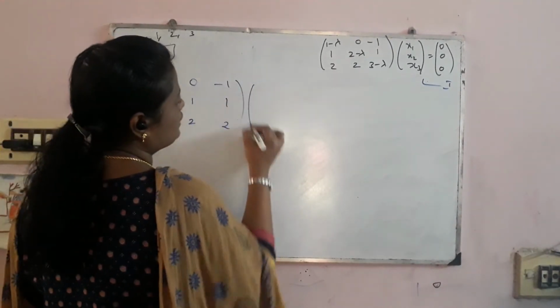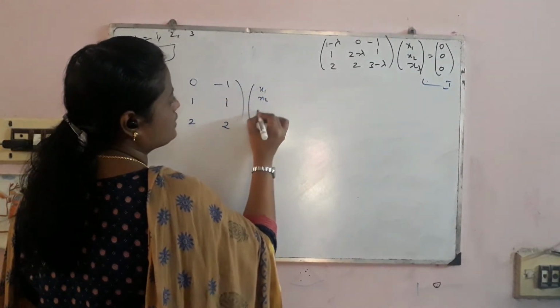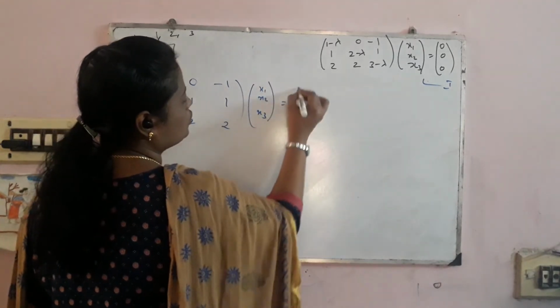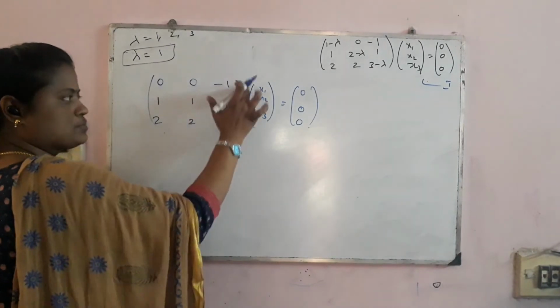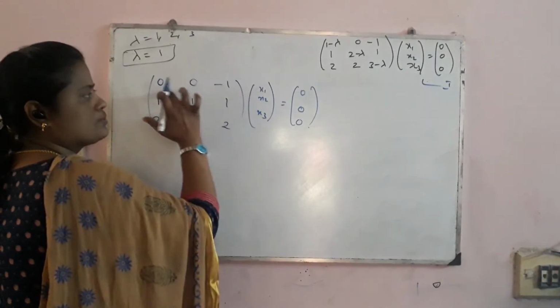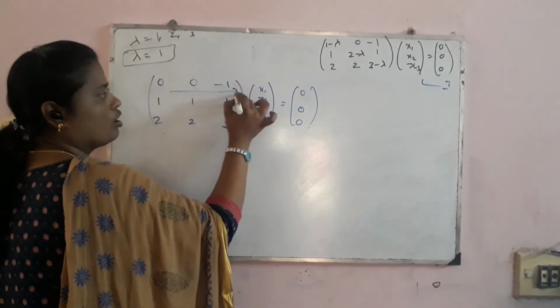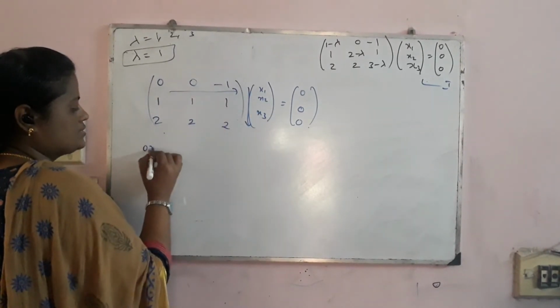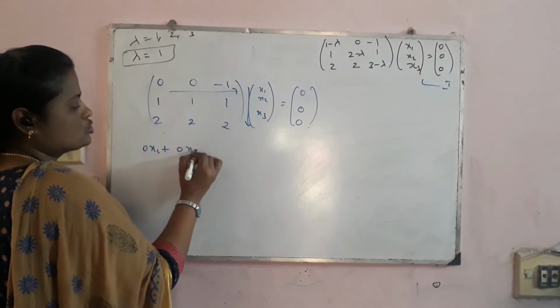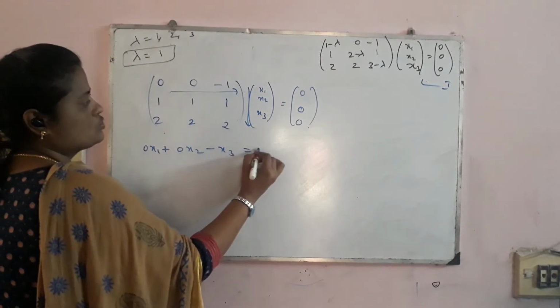So x1, x2, x3 equal to 0, 0, 0. Next you have to do the matrix multiplication. How to do the matrix multiplication? Row into column. That is 0x1 plus 0x2 minus x3 equal to 0.